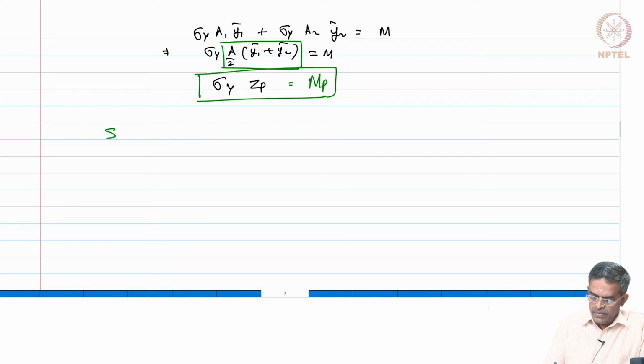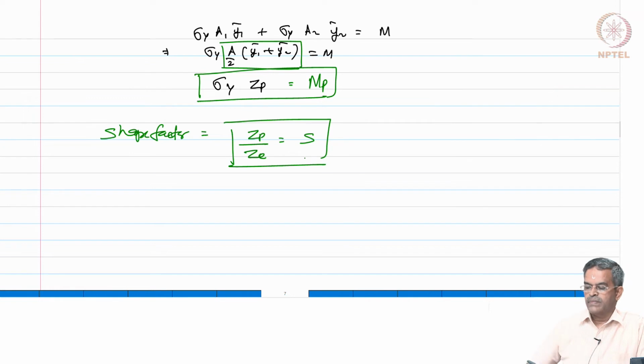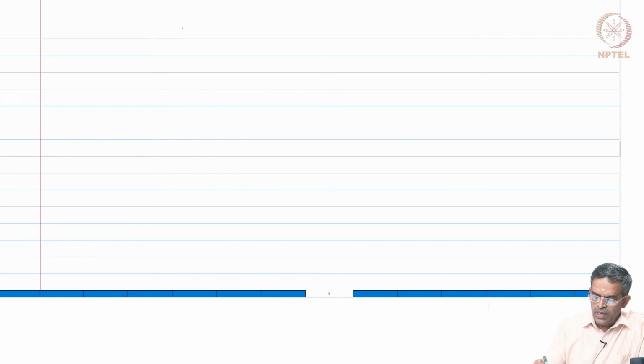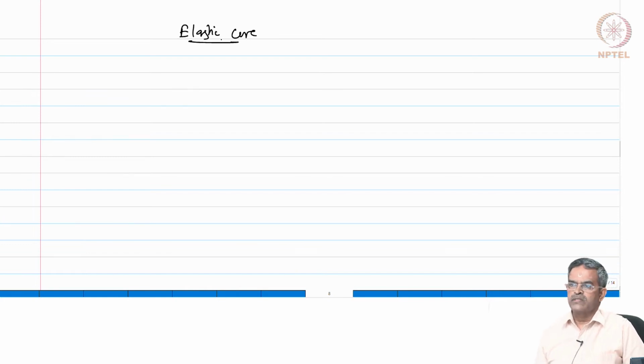Now, interestingly friends, the shape factor is Zp by Ze. Zp by Ze is the shape factor. Okay? So, now we can try to find out the shape factor for different cross sections. Before we do that, let us try to find out what is an elastic core, and what is its depth.